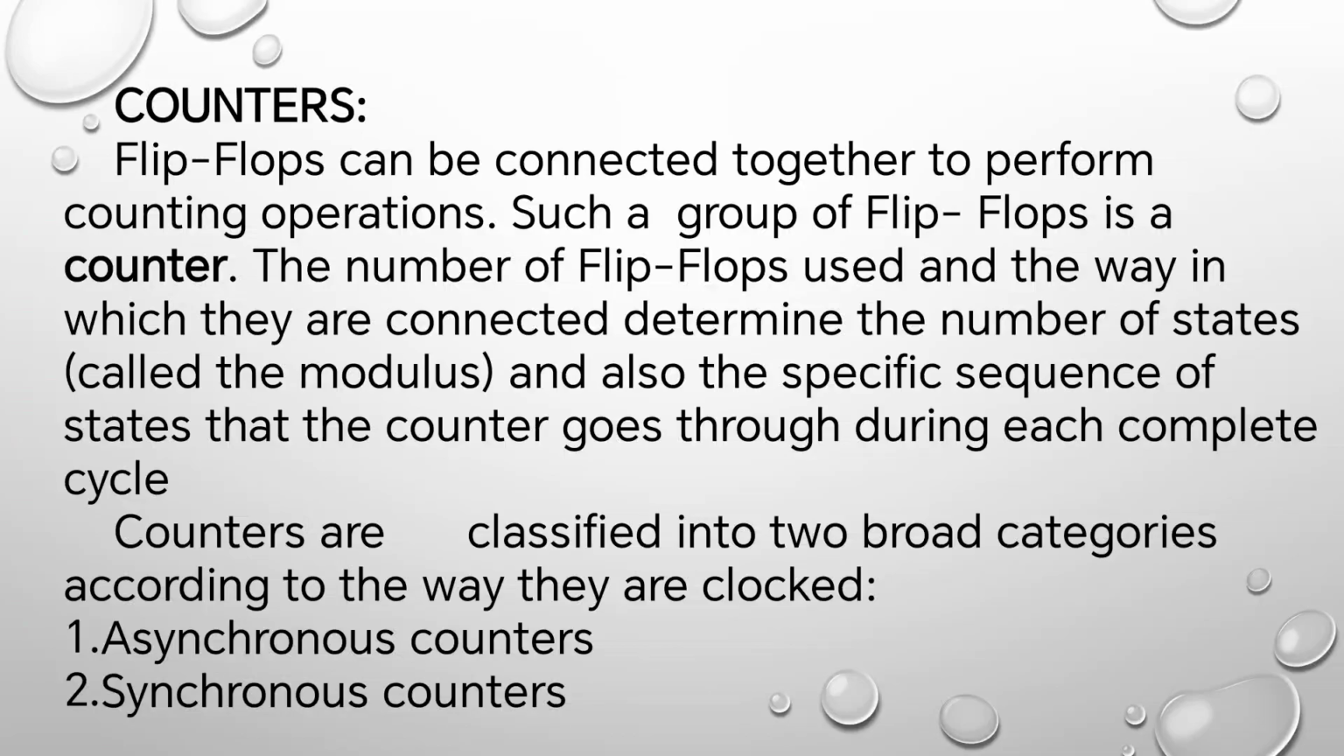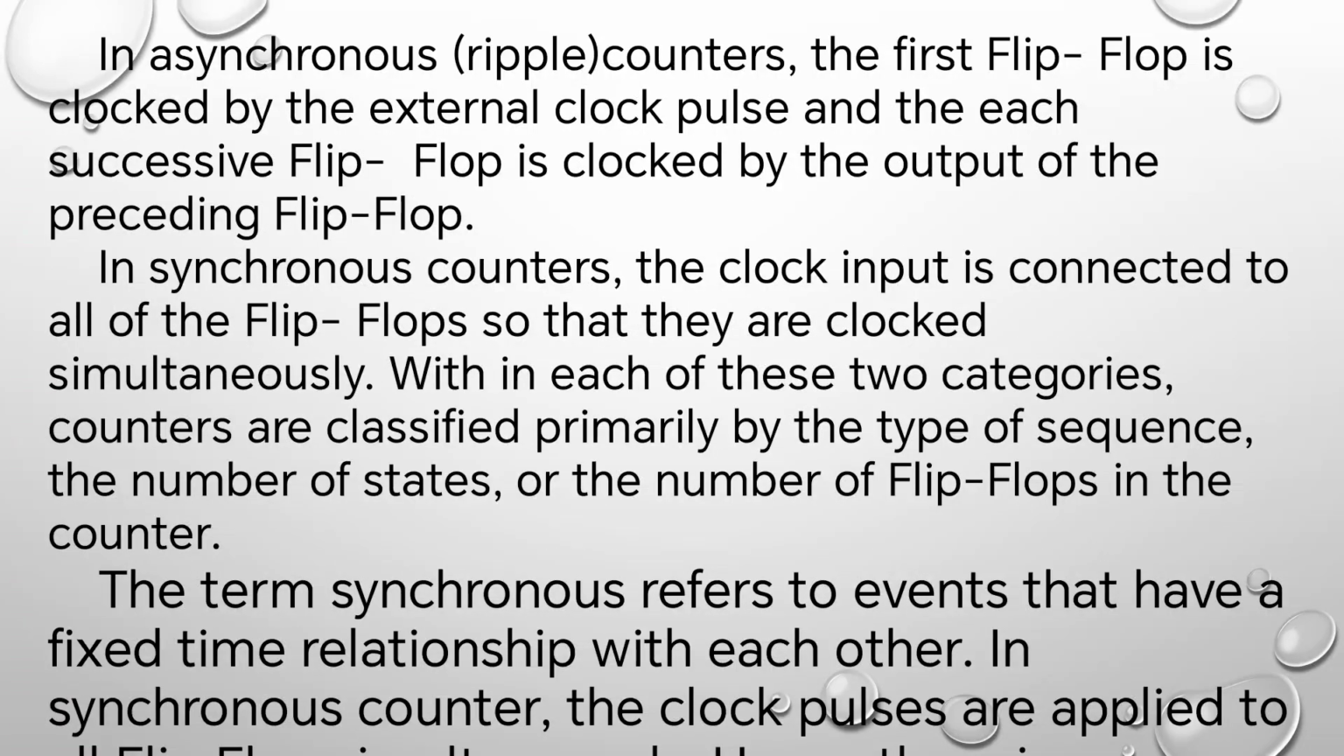Counters are classified into two broad categories. The first one is the asynchronous counters and the second one is the synchronous counters. In asynchronous counters, the first flip-flop is clocked by the external clock pulse and each successive flip-flop is clocked by the output of the preceding flip-flop. In synchronous counters, the clock input is connected to all the flip-flops so that they are clocked simultaneously.